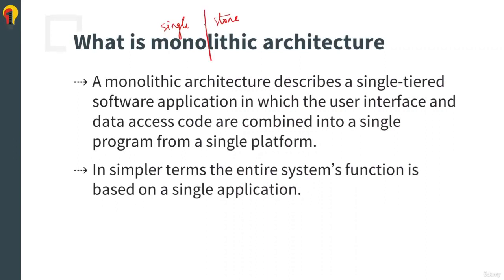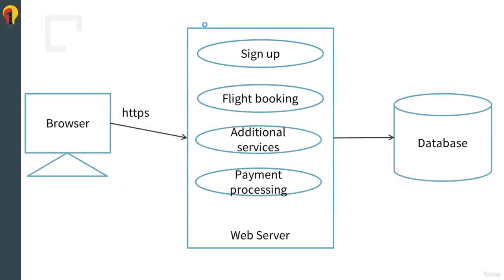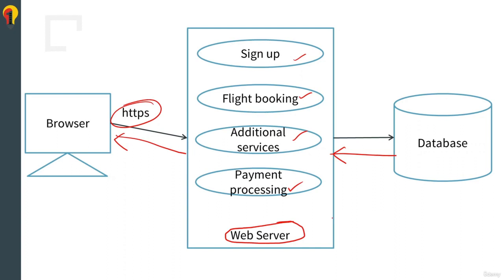Let's further understand it with the help of a diagram. So here is a very basic model of a flight booking web page. We send requests via HTTPS to the web server, which further sends it to the database and returns the data requested. As you can see, the login page, the flight selection page, the additional services page, and payment processing page, and all of its source code reside in this one container. This was once the most popular architecture.